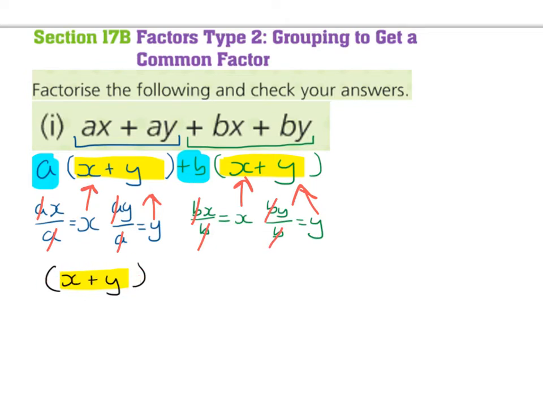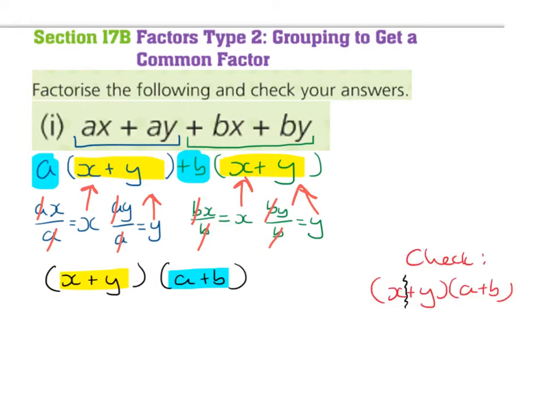And then we have another empty set of brackets, and inside those brackets we'll have a plus b. And that's our answer. So it doesn't matter if x plus y is in the first bracket or x plus y is in the second bracket, or vice versa with the a and b, so long as when we multiply these out, we come back to our question. So you should always check your answer. That's very, very important.